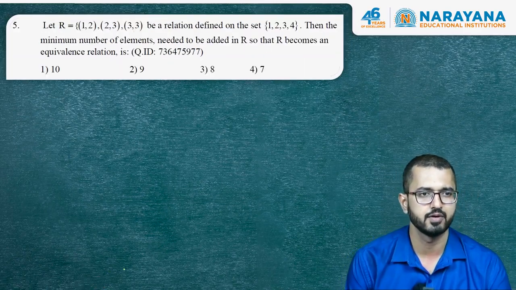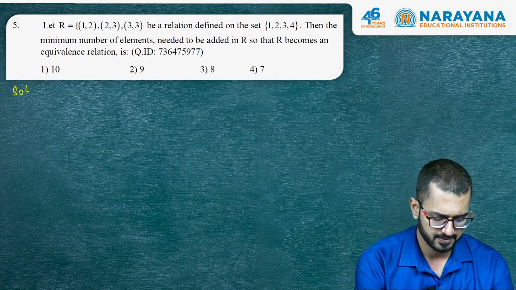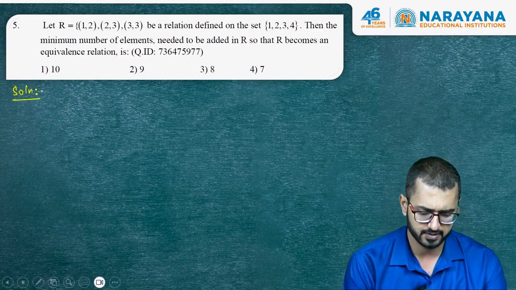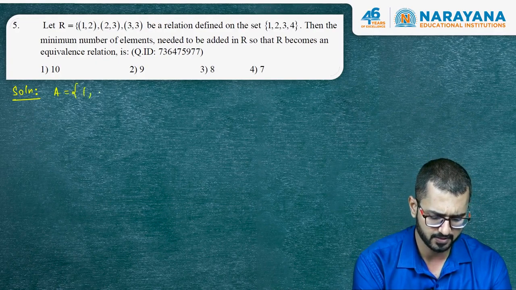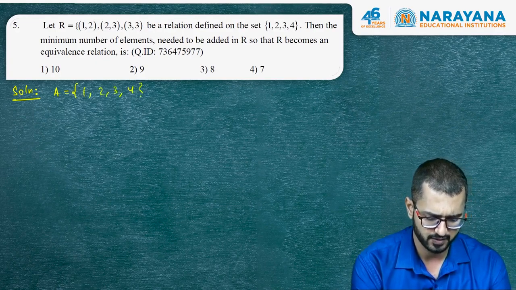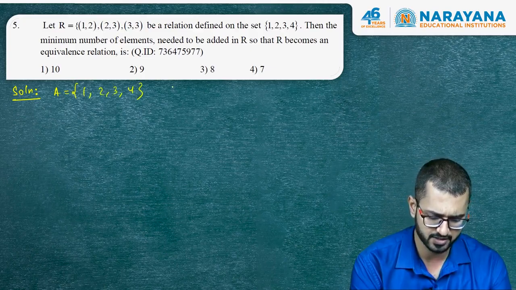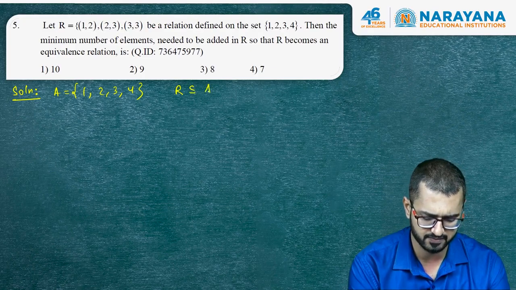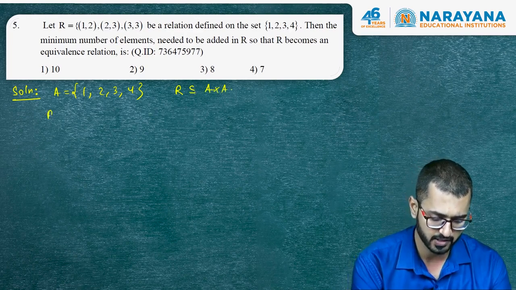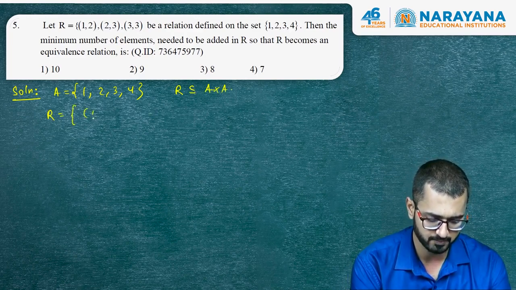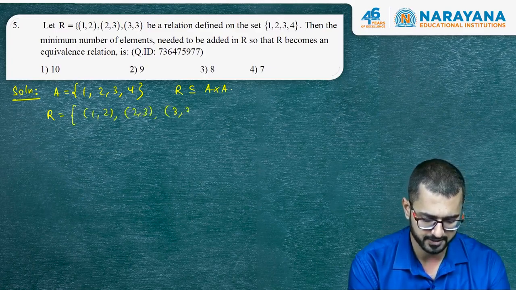So coming to question number 5. So it's based on the relation. So I have the set to be what? 1, 2, 3, 4, and a relation is defined. So we know that R is a subset of A cross A as the definition of relations, and now R is already given to us. R is given to be what? (1,2), (2,3), (3,3).